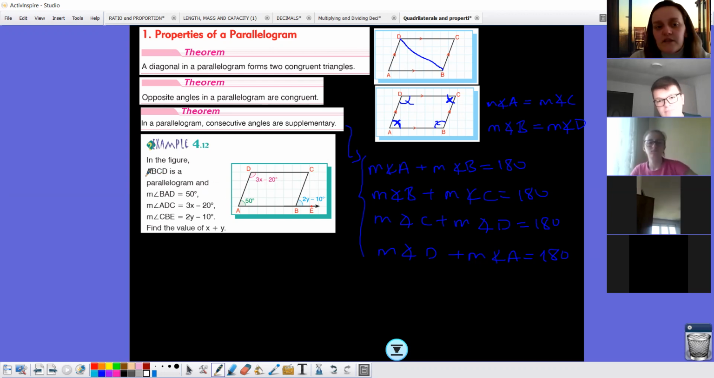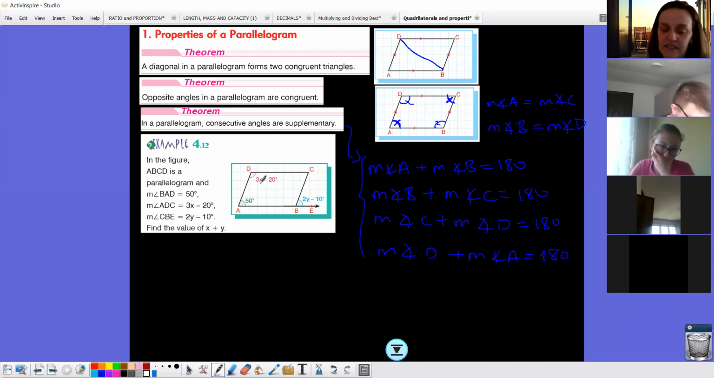In the question, it says that it is a parallelogram, and some angles are given. The measure of angle A is 50 degrees, D is 3x minus 20, and the measure of angle CBE, the exterior angle, is 2y minus 10. And it's asked to find the value of x plus y.